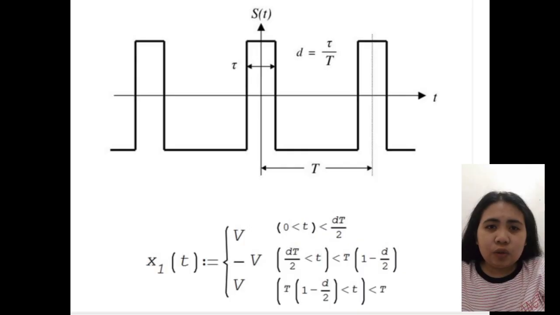Using the rectangular waveform shown in the figure, we will first represent this into a mathematical expression. We can write it mathematically as x1(t) is equal to V for 0 less than t less than dT over 2, minus V for dT over 2 less than t less than T times (1 minus d over 2), and V for T times (1 minus d over 2) less than t less than T.